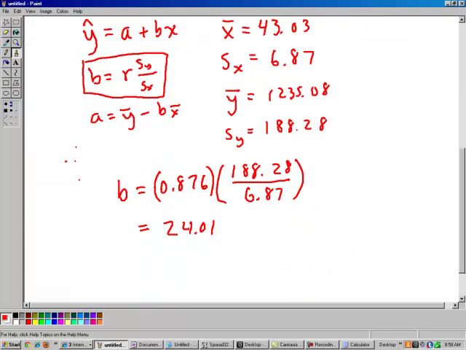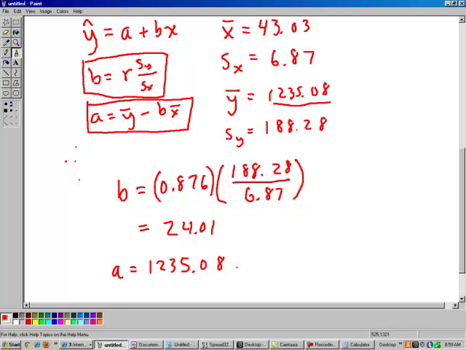All right, now all we have to do is find the y-intercept. So look for this formula right here and just plug in your numbers. So y bar is 1235.08. So just copy the formula here. A equals y bar, 1235.08, minus b, 24.01, times x bar, which is 43.03. And whatever the b is, that's just the result from the previous calculation.